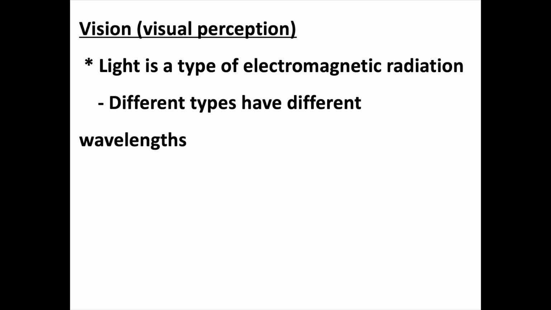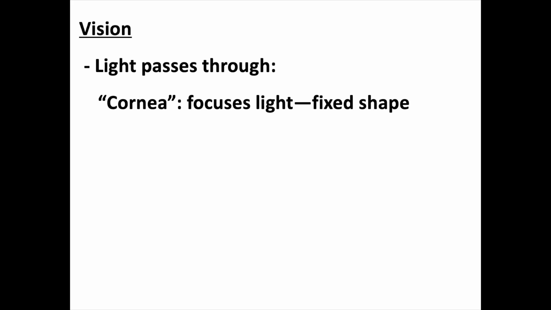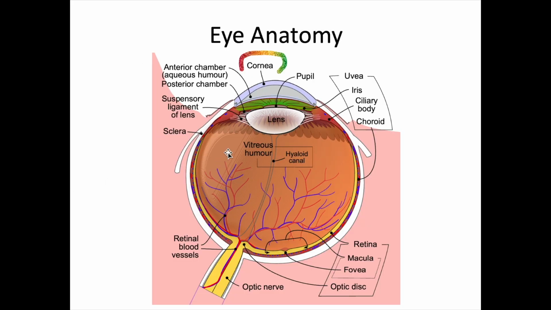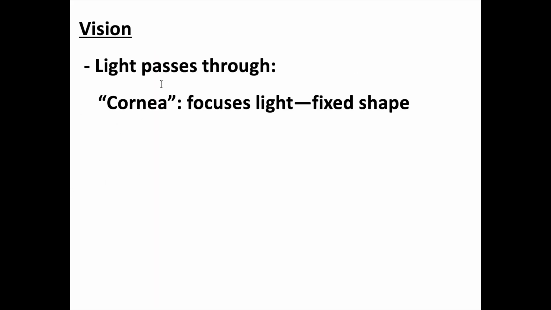Okay, so how do we actually perceive this light? Well, we're going to look at some eyeball anatomy. Not too much of this, but some important parts. Light begins by passing through what's called the cornea. This focuses the light, but the cornea has a fixed shape. We'll see what that means in a couple of minutes. We'll look at something else that focuses light that has a variable shape, but the cornea is fixed in shape.